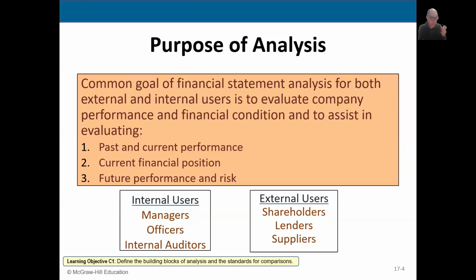Now, who cares about this? We have internal users and external users of financial statements, as you know. We've talked about this in Principles of Accounting 1. Internal users are individuals inside the business. This includes managers, officers, internal auditors, other employees, board of directors, etc. They care about the financial performance of the business because they're the ones making decisions about where the business is heading in the future.